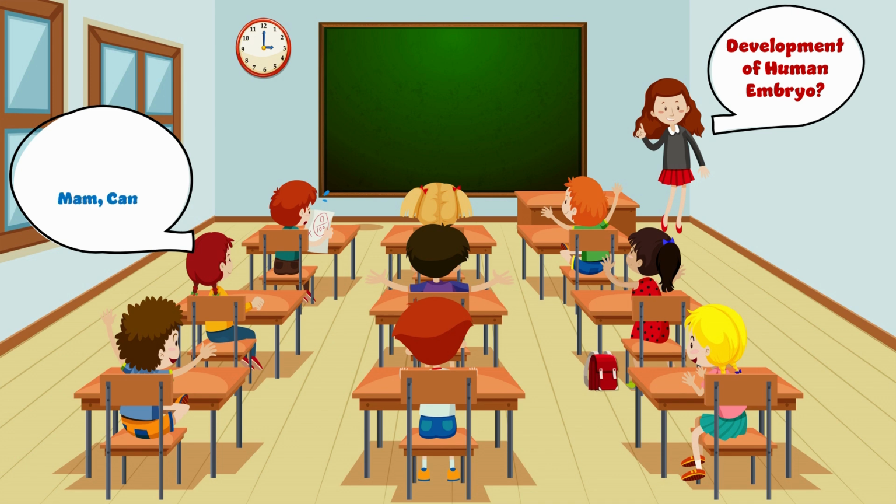Ma'am, can I answer? Yes, sure. Human embryo development takes place in the female reproductive system. Okay, then. Let me explain the parts of the female reproductive system, firstly, to you.